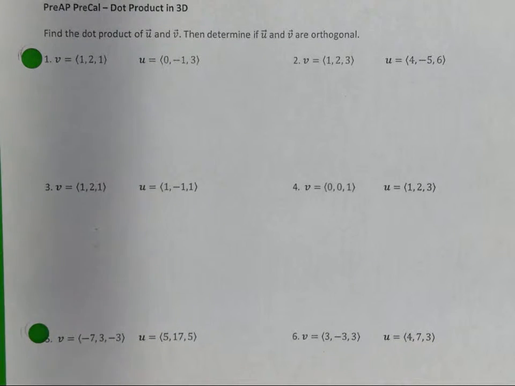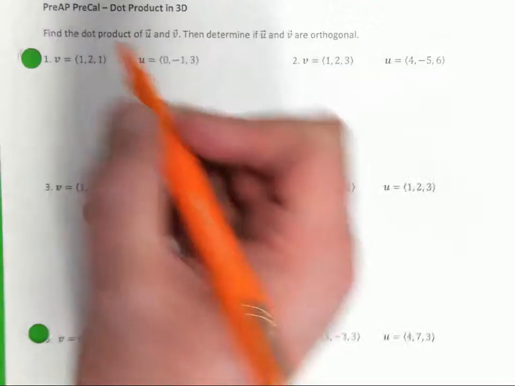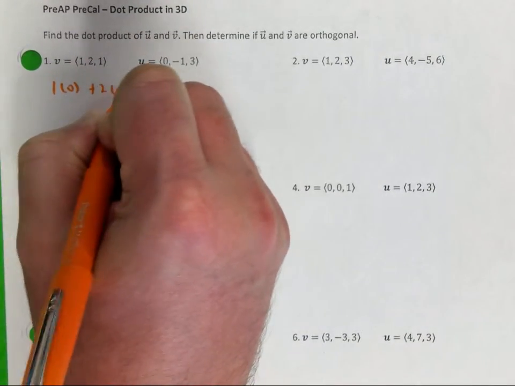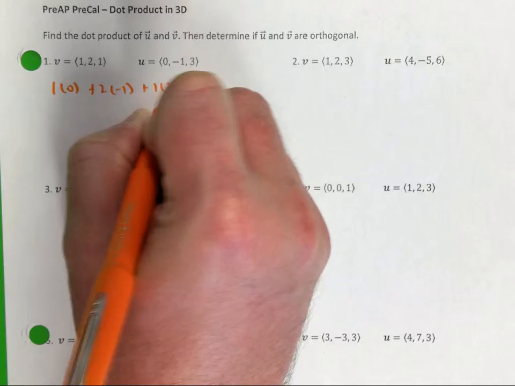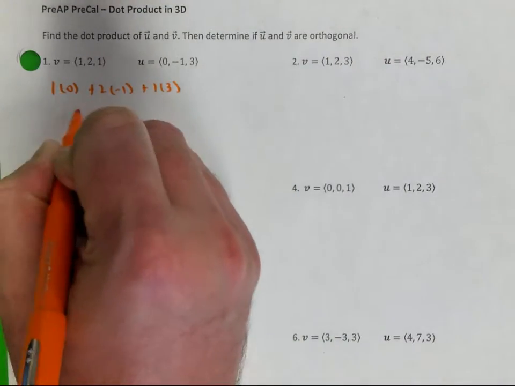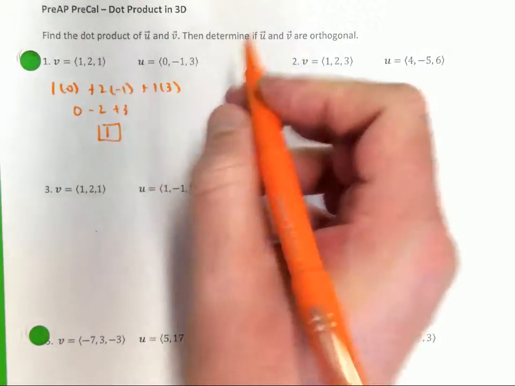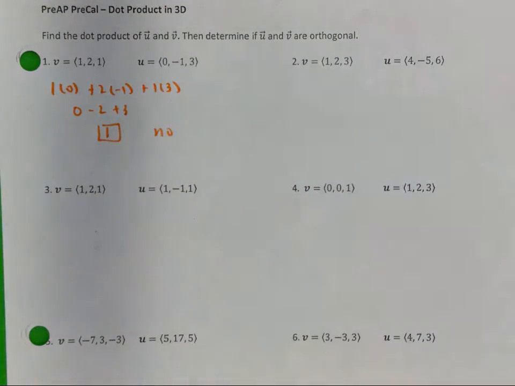We're not going to do 8 problems of dot product because you're all intelligent. I think after about 3 or 4, we're going to be done with dot product on this. Same concept. You're going to multiply 1 times what? And then 2 times what? And then 1 times what? That gives me 0, negative 2, and 3. Gives me 1. Is that orthogonal? No. So your dot product is 1. Therefore, it's not orthogonal.